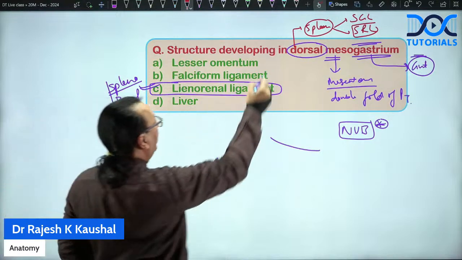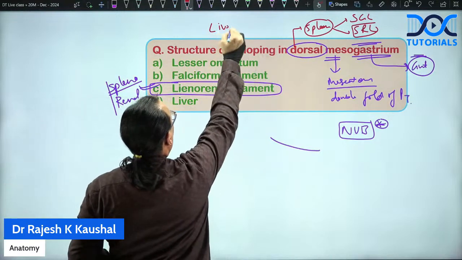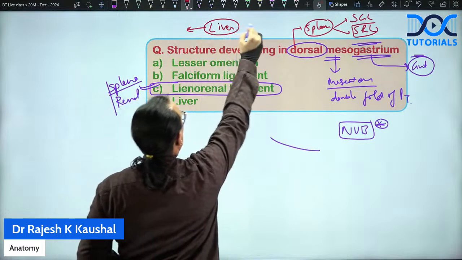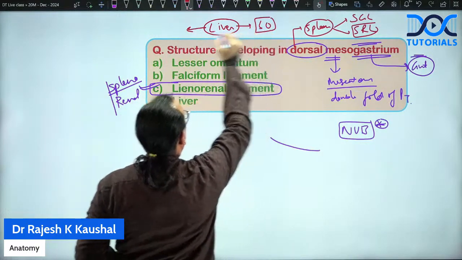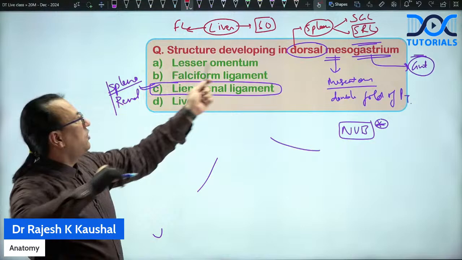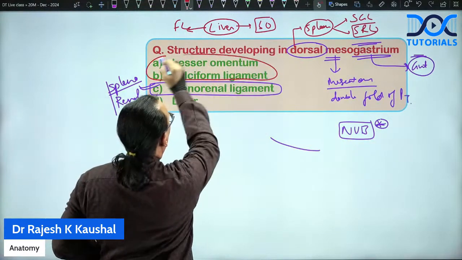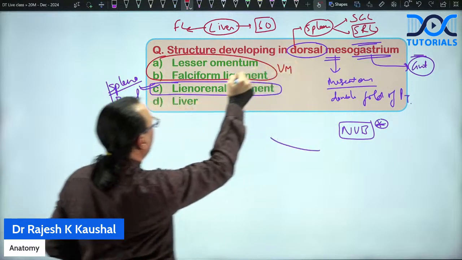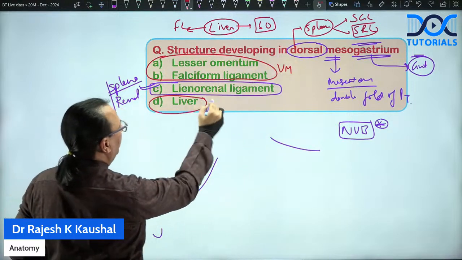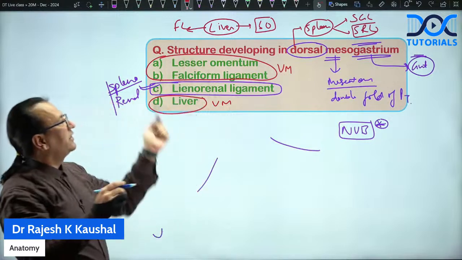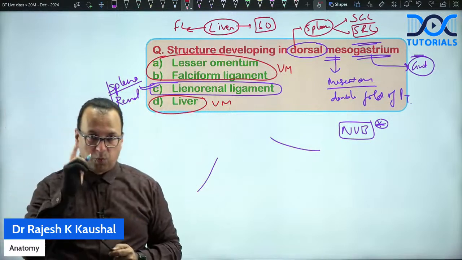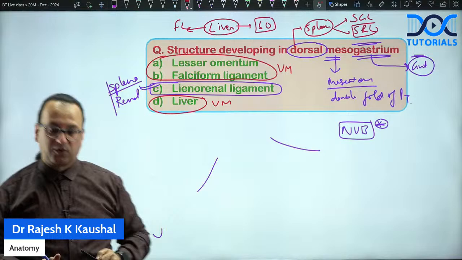What about the ventral mesentery? In the ventral mesentery, we have the liver, and along with the liver, the ligaments are the lesser omentum and the falciform ligament. Both of them develop in the ventral mesentery with the liver. And the liver, of course, is in the ventral mesentery. So the others are in the ventral mesentery. Only one is in the dorsal mesentery, and that you have already answered.